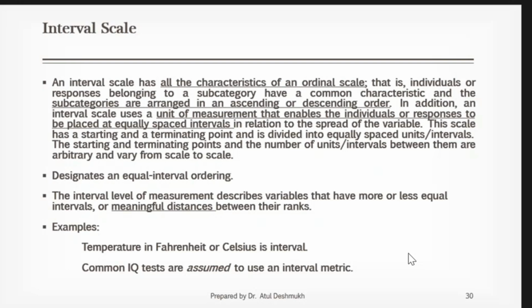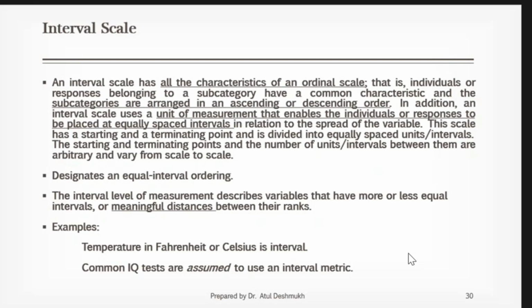An interval scale will have a starting point that is always an arbitrary point. It is not a true point. It is not an absolute point. It means mathematical calculations are not possible in the case of an interval scale. Mathematical calculations mean addition, subtraction, division; all these things are not possible. Why are these not possible? Because there are only equally spaced intervals, but zero is not absolute zero.